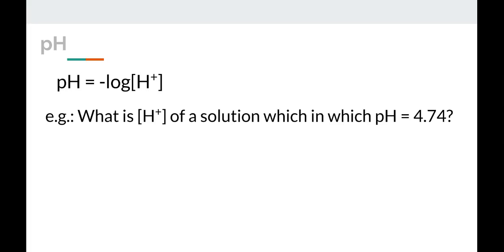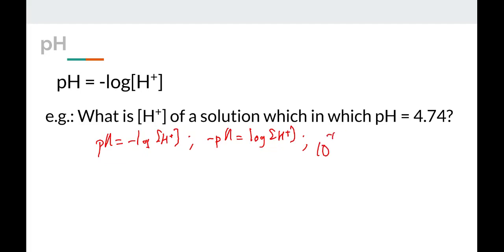Here's an example. If the pH is 4.74, what is the concentration of H plus? If we take this equation here, pH equals negative base 10 logarithm of H plus concentration, and solve it for H plus concentration, first thing we can do is we can divide both sides by minus 1. So negative pH is equal to base 10 log of H plus concentration. And then to get rid of the logarithm, let's raise 10 to both sides. So on the left-hand side, it's 10 to the negative pH, and on the right-hand side, it's 10 to the log of H plus concentration, which is just H plus concentration. So the H plus concentration is 10 raised to the negative pH.